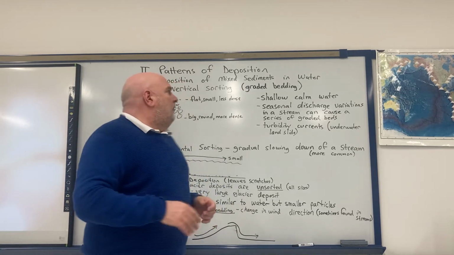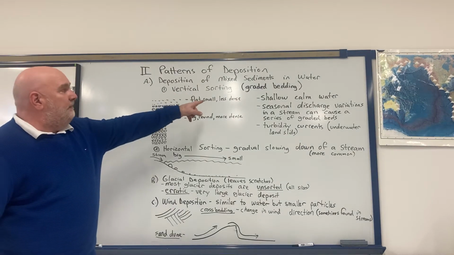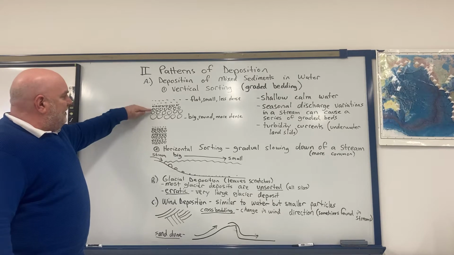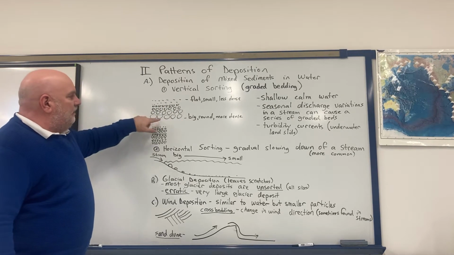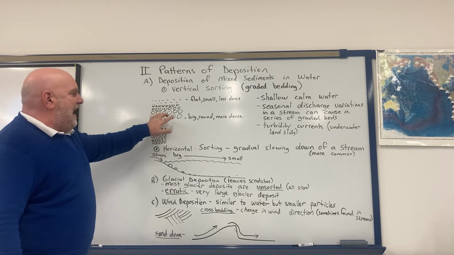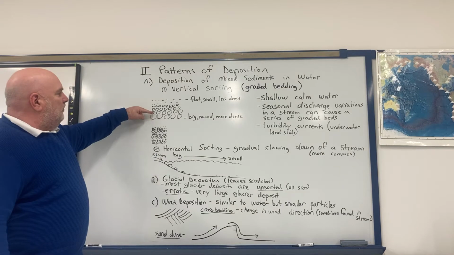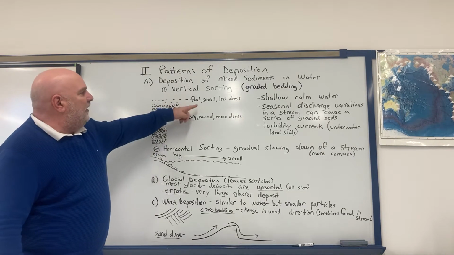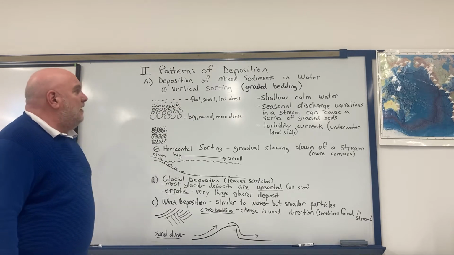All right. So the first type of sorting we're going to look at is what we call vertical sorting or graded bedding. And it looks like this, where on the bottom you'd have the particles that settle the fastest, so typically the big, round, more dense ones. And then as you work towards the top, you have particles that settle more slowly, so the flatter, smaller, and less dense particles.